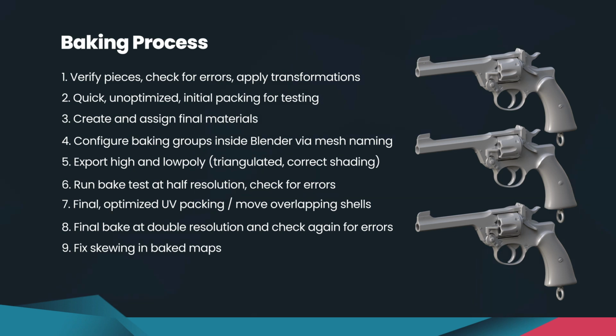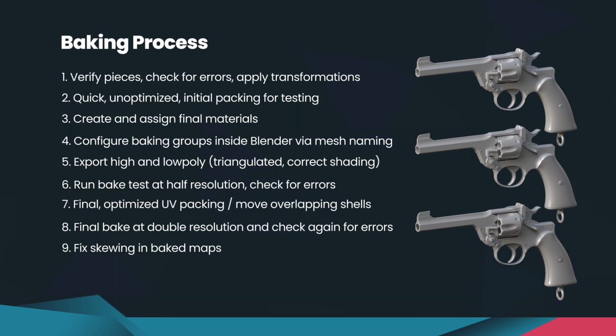Meshes should be exported triangulated, but make sure shading stays consistent, whether we use a triangulate modifier or we do it on export. Check that your planar faces are actually planar to avoid shading gradients. Run a quick bake test with low samples and final or half resolution to check for errors in the meshes, cages, unwrapping, or bake group configuration.